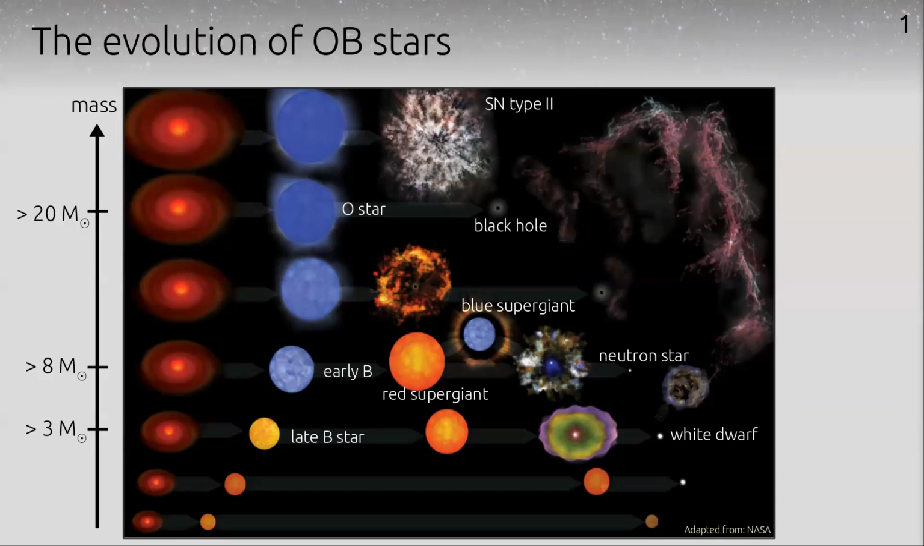These stars are important in many senses. First of all, because they produce a lot of ionizing radiation. The more massive ones have strong winds. They give feedback to their surroundings. And therefore, it's very important to understand how these OB stars evolve.